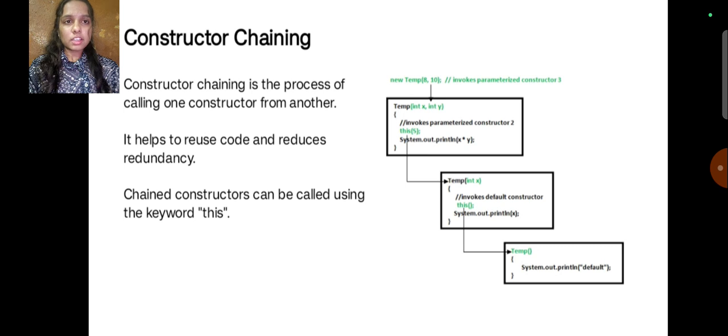And next, constructor chaining. Constructor chaining is the process of calling one constructor from another. It helps to reuse code and reduces redundancy. A chained constructor can be called using the keyword this. This is about constructor chaining.